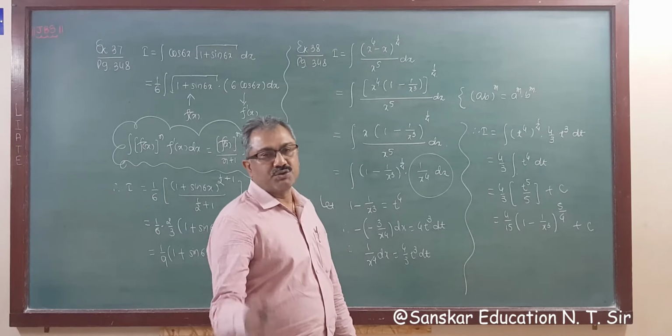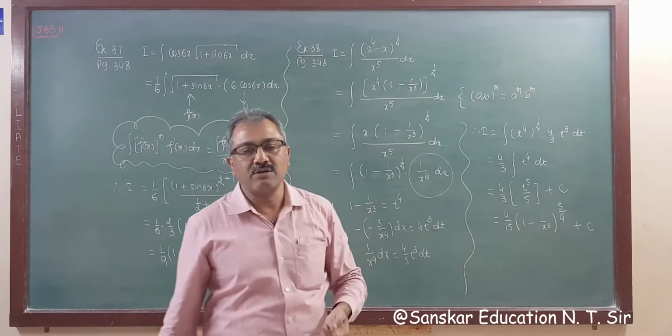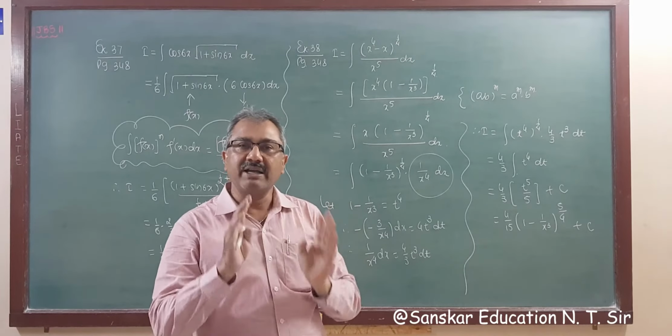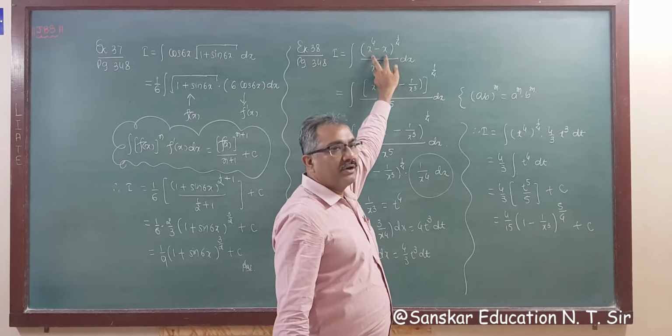So in this type of question, when the power is given as a fraction, not an integer, then take the highest common factor, and after simplification, assume for this.